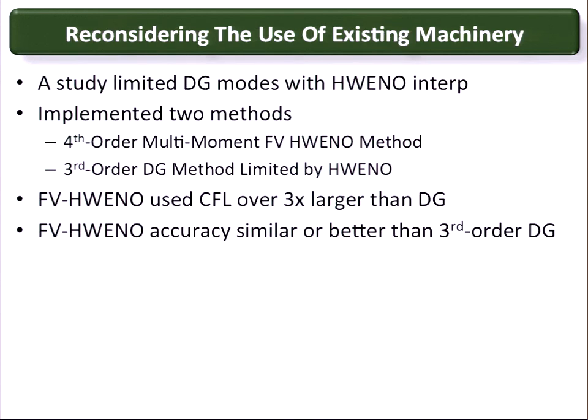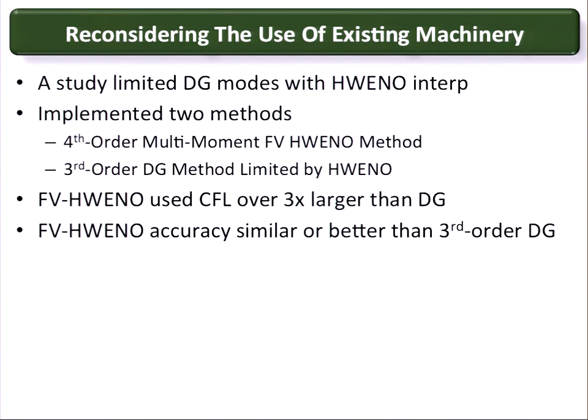So I was reading a study recently, and they use a Hermite WENO, weighted essentially non-oscillatory, to limit the modes of a discontinuous Galerkin method. And they implemented 2 methods. The first one was a finite volume method where you evolve the mean and the derivative. And the other one was the DG method limited by this. You use the derivatives of the Hermite interpolation to replace the derivatives of DG when you need to.